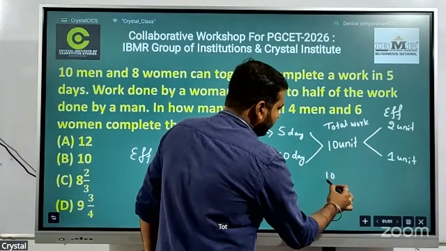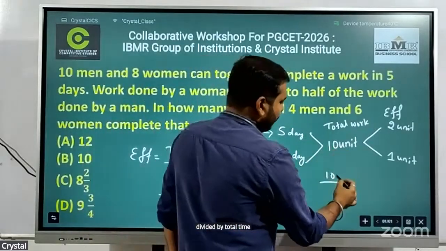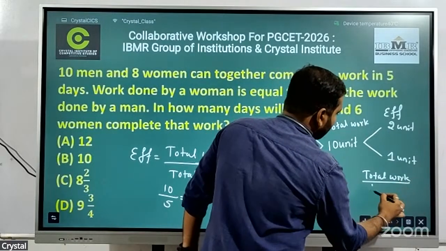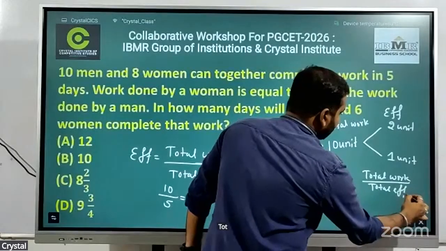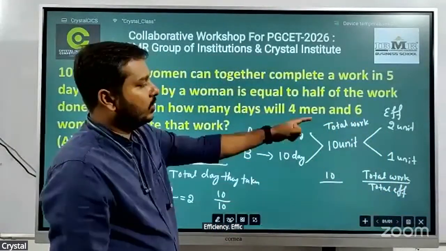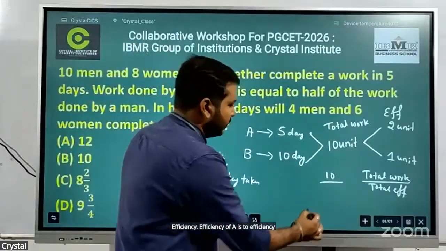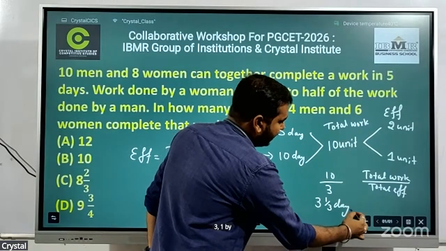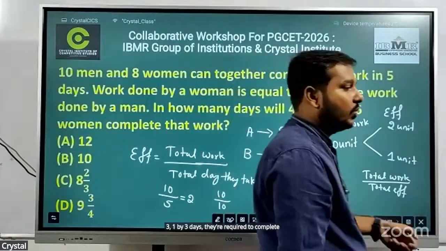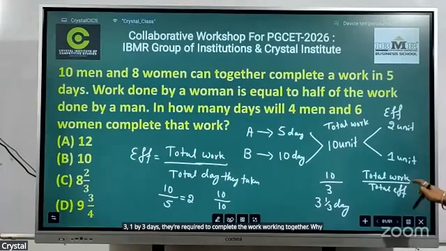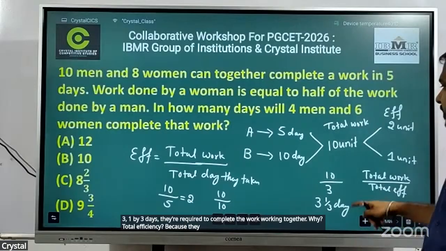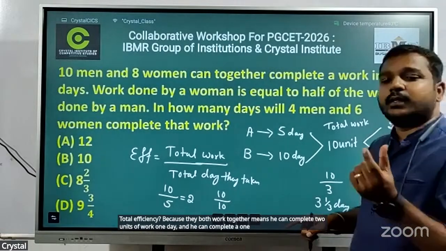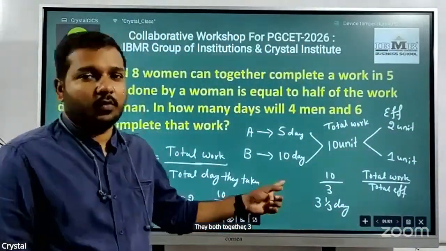Total work divided by total efficiency. Efficiency of A is 2, efficiency of B is 1, total 3. So 10 by 3 days they require to complete the work working together. Why total efficiency? Because when they work together, one can complete 2 units of work in 1 day, and the other can complete 1 unit of work in 1 day. Together they complete 3 units of work in 1 day.